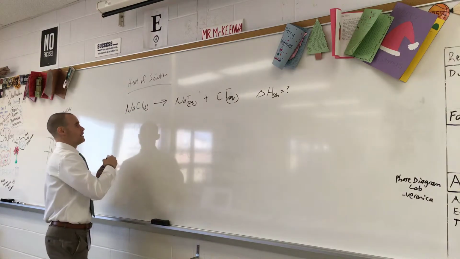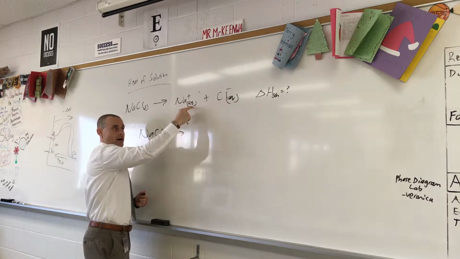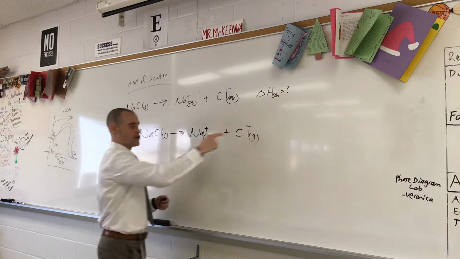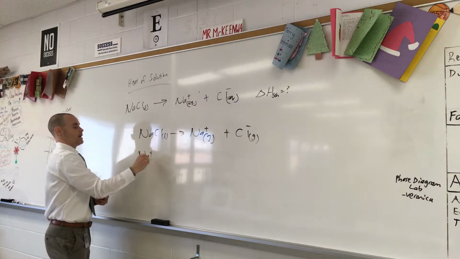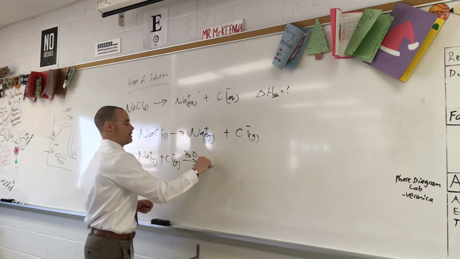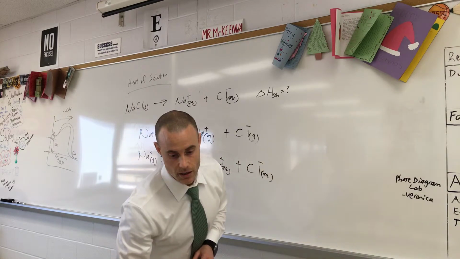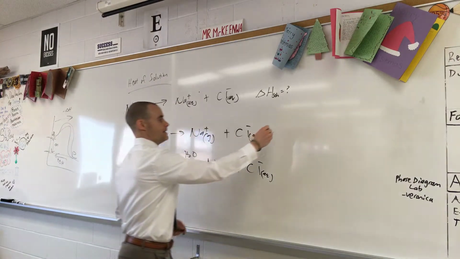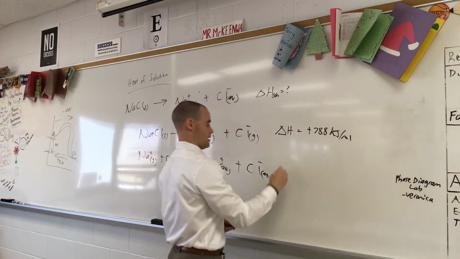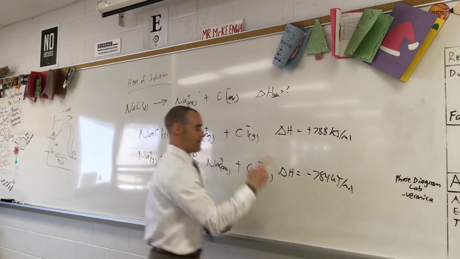Let me show you what's going on here. So they said this, NaCl solid, and this is why it's really important to keep these accurate, because this is a gas, and this is a gas, so you really gotta make sure you keep that straight. And then they had this one, Na+ gas plus Cl- gas, and I think they did it this way, Na+ aq plus Cl- aq, let me double check. Yep, so this delta H here is positive 788 kilojoules per mole. This delta H is negative 784 kilojoules per mole. You add them together.